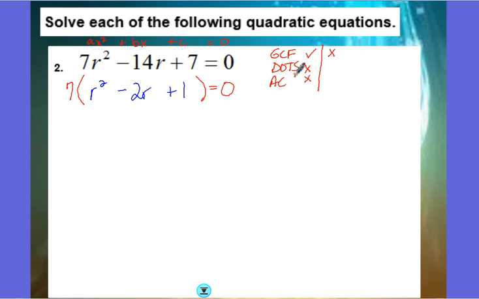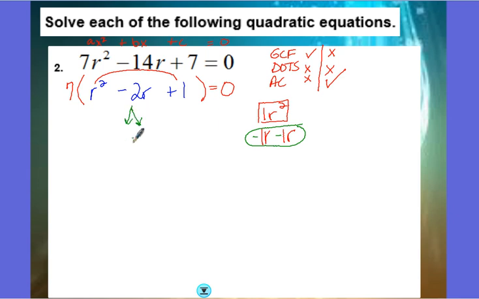This is not a binomial with a difference of two perfect squares, but it is a trinomial, so we should try the AC method. If I multiply a with c, I get 1r squared. We haven't seen this one yet in class. 1r and 1r would multiply to give me 1r squared. But to have them add to give us negative 2r, both terms should be negative. So we can expand this negative 2r to be negative 1r and negative 1r. Now we still carry down this positive 1. We carry down our r squared.